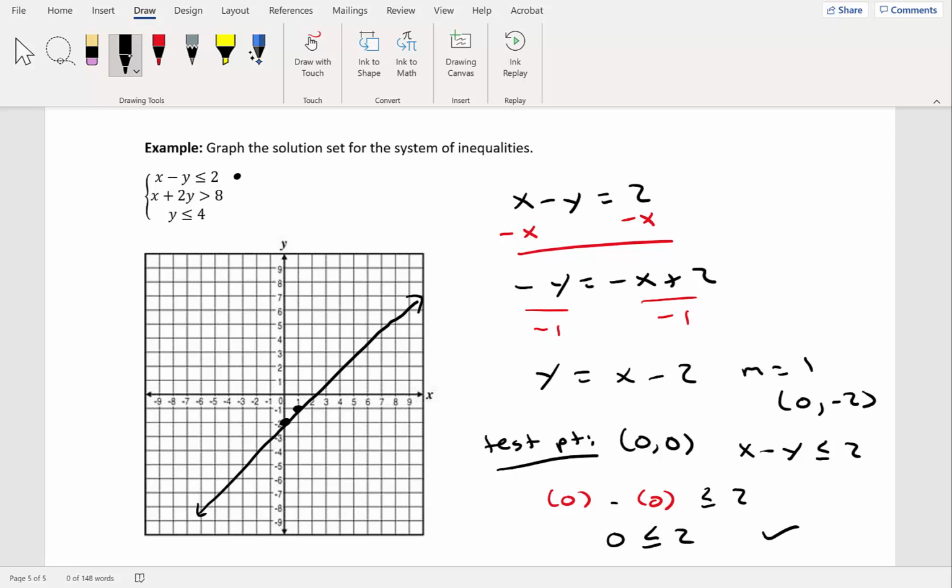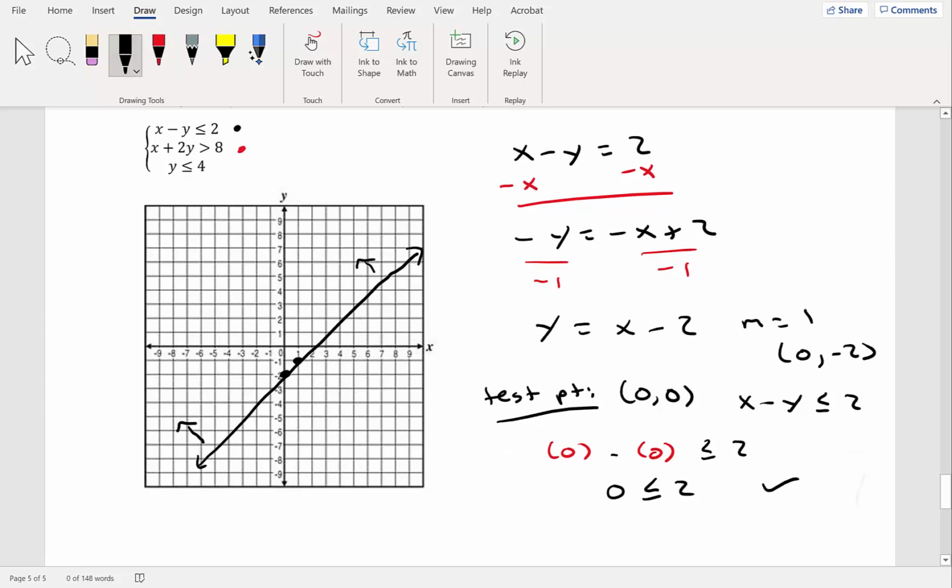So that means we're going to shade in the same side as the test point. So we're going to shade in the top part of that line. Okay, so I just put arrows indicating that's the side I'm shading in. Okay, let's take a look at our second inequality.